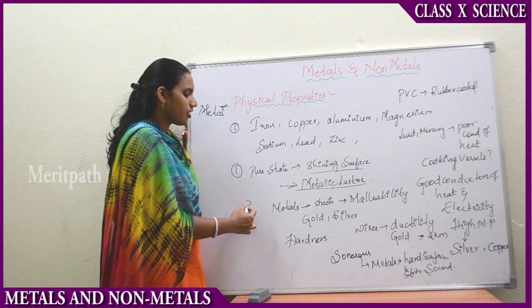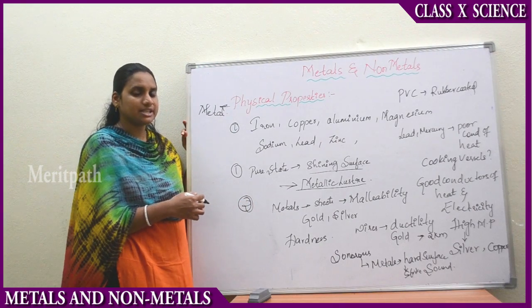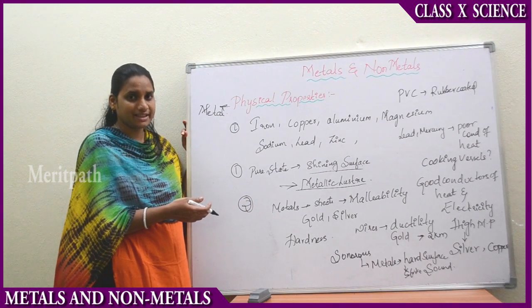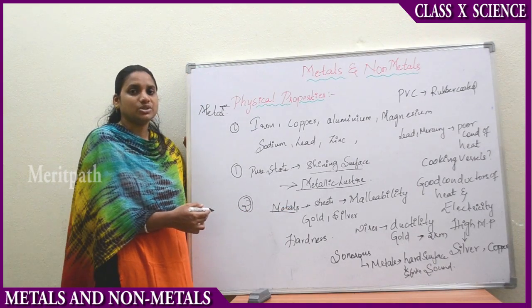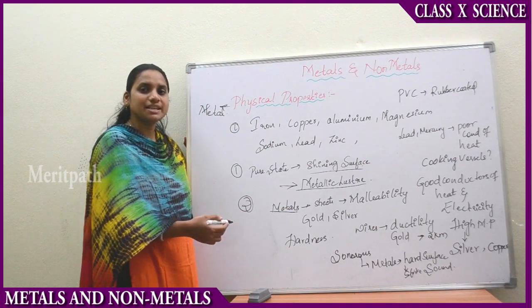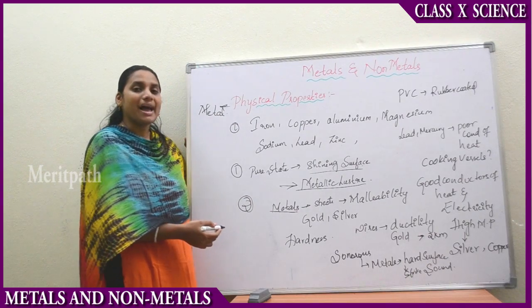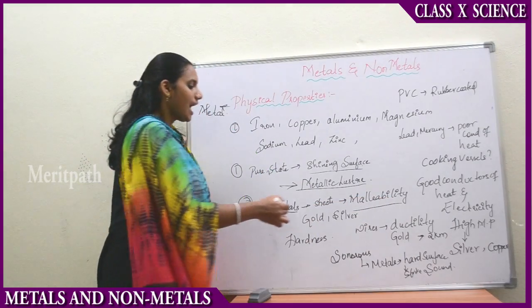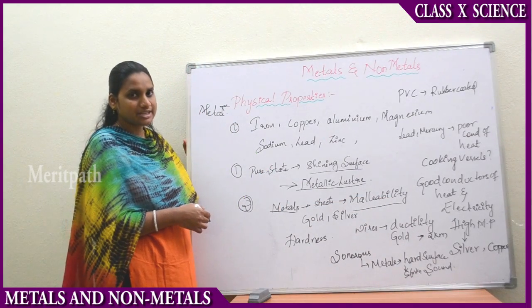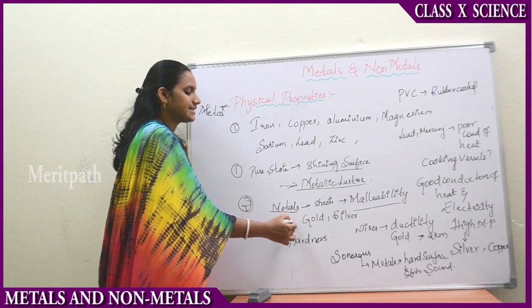And the second property of metals, I hope you have learned it in your lower classes in 8th and 9th, is that metals can be formed into sheets, and this is said to be the malleability of the metals. That is the second property of the metals, and the best examples of malleability are gold and silver.